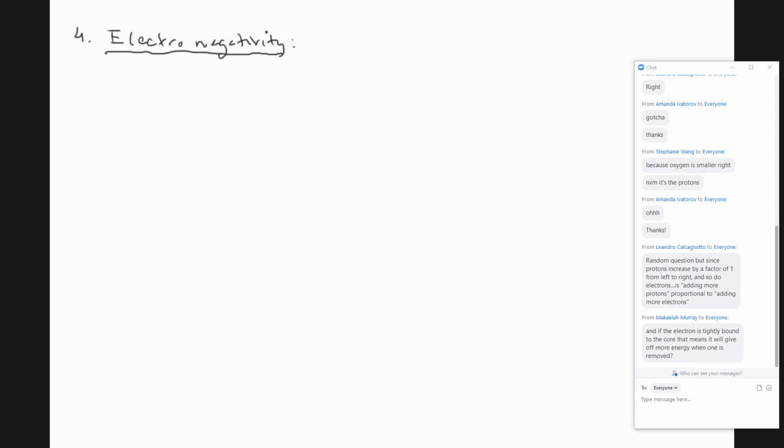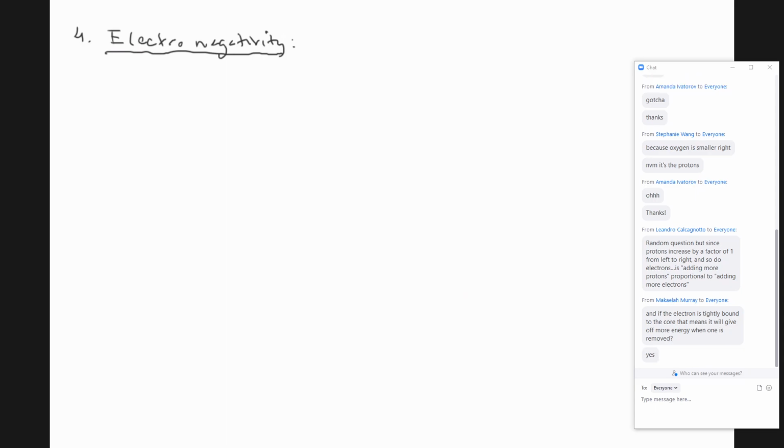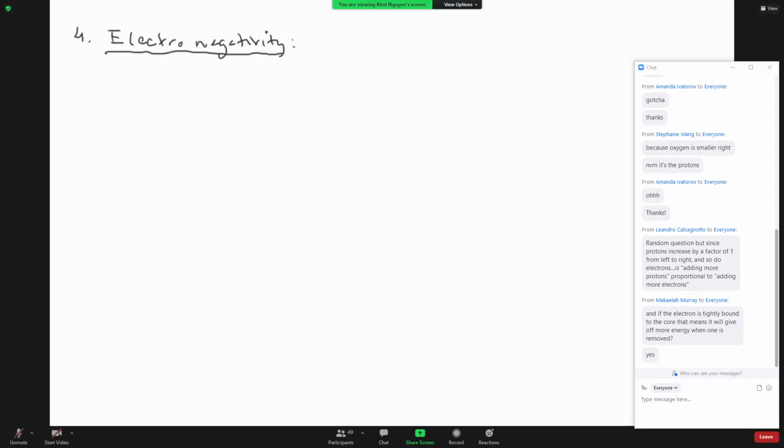Correct. That's why it has high ionization energy, right, Michaela? It's all beginning to make sense. They all come together, right? All roads are leading to Rome. This is awesome.